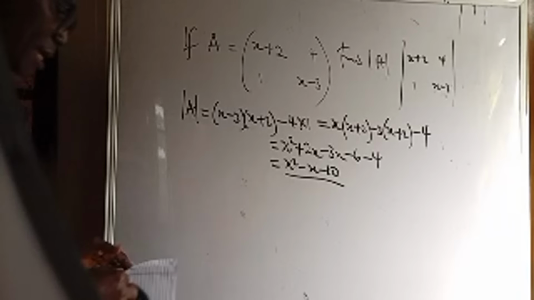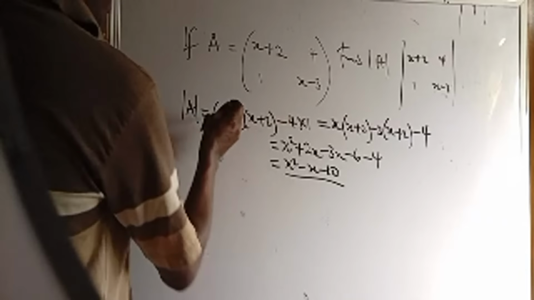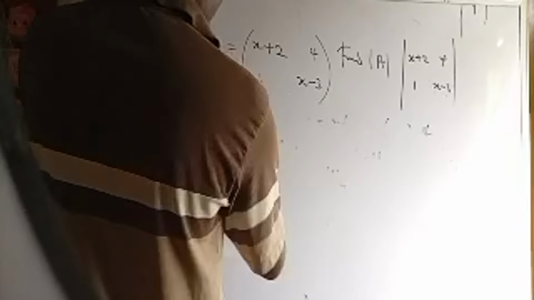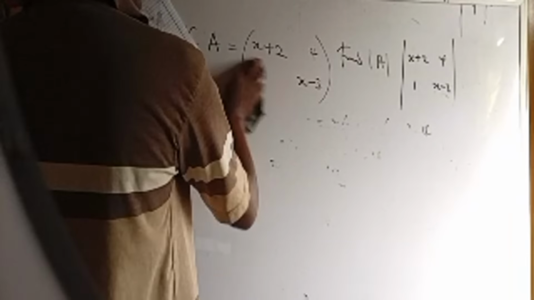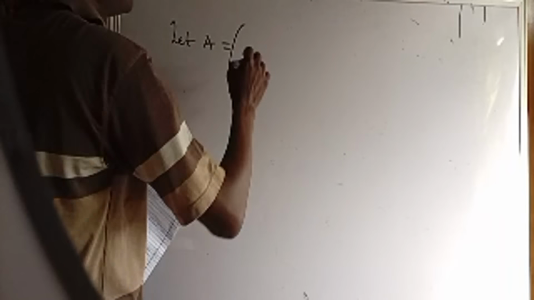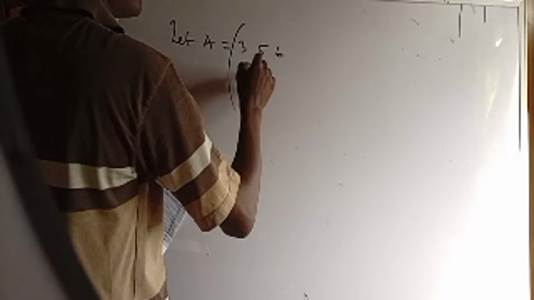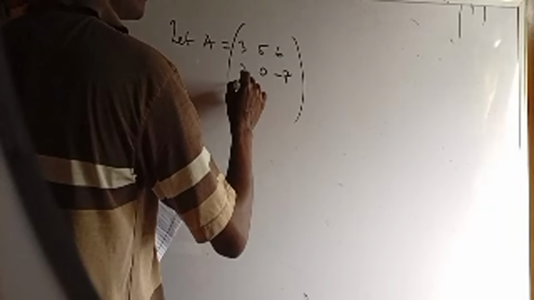Now let's look at another related one. We have done something very close to that: the scalar multiplication of matrices. That is very easy. Let me give an example. Let A be a matrix. Let me use a 3 by 3 matrix this time.